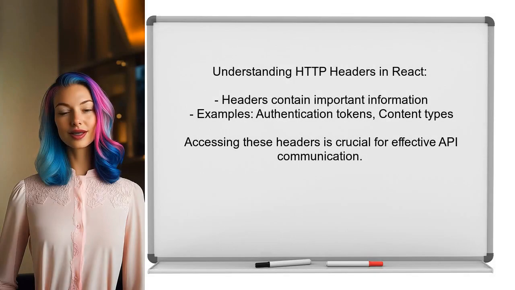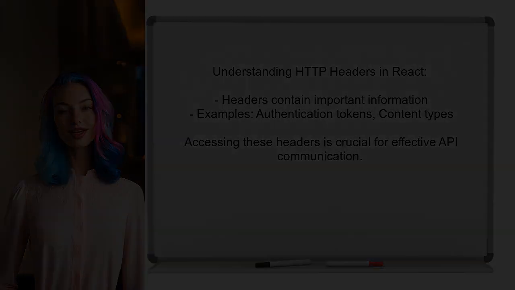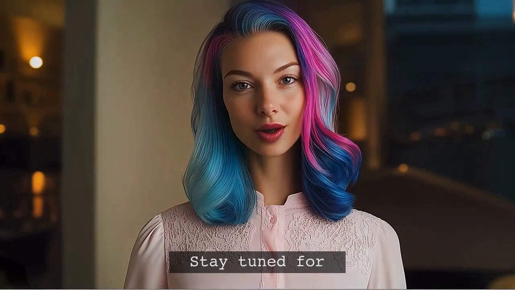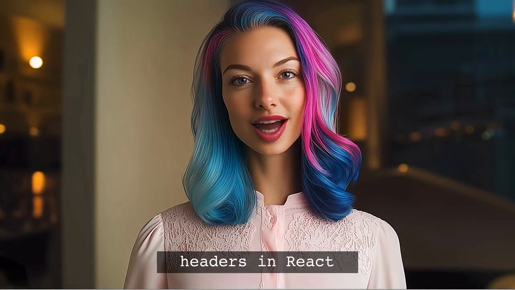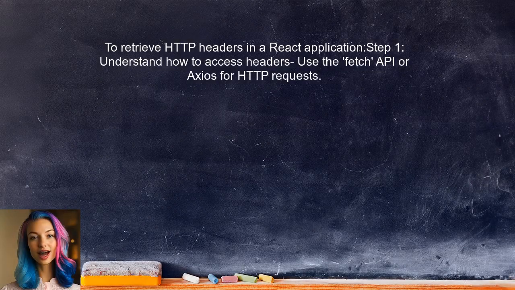So, what's the deal with HTTP headers in React? When you make a request, the headers can contain important information like authentication tokens or content types. Understanding how to access these headers is crucial for effective API communication. And stick around. I have a handy tip at the end that will make working with headers in React even easier.